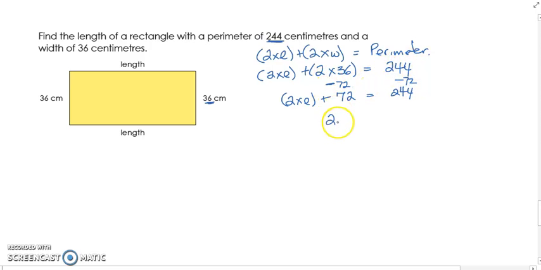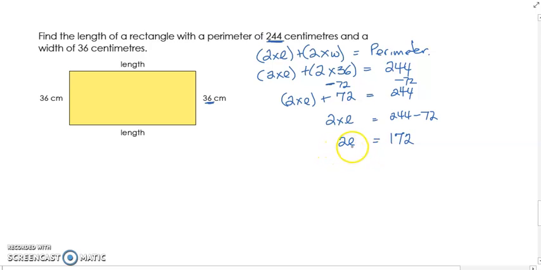So what we'll be left with is the 2 times L. I'm not too sure if you learned it already. 2 times L is the same thing as saying 2L. So 2L is equal to 244 minus 72. 244 minus 72 is going to give us 172. Okay, you can check it.